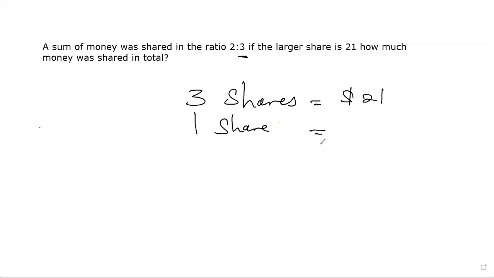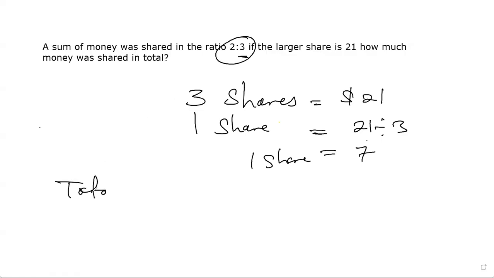How can we find 1 share? If 3 shares add up to give you 21, the same number, right? Because remember, each share is equal. Just like with a fraction, each share is equal. So all we have to do is simply divide by 3. So 1 share is equal to 21 divided by 3, which is 7. And we have a total of how many shares? The total shares would be 5, right?